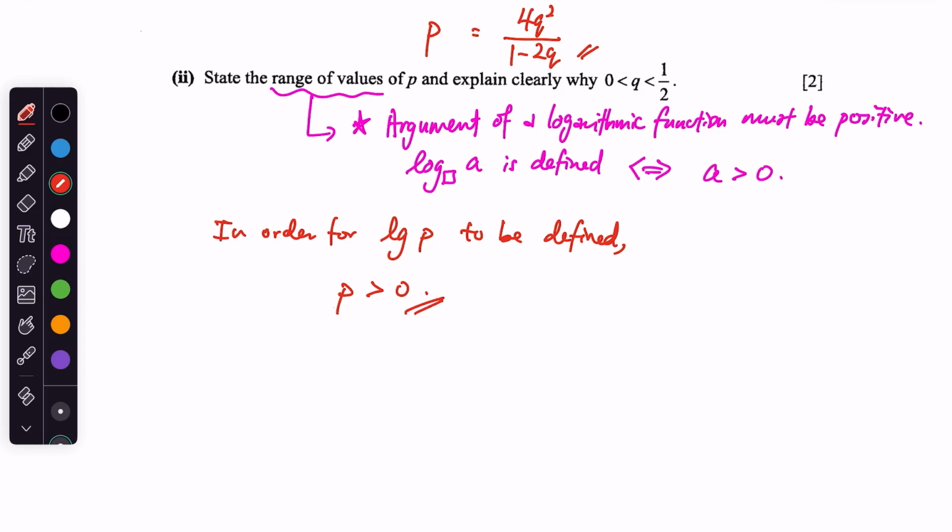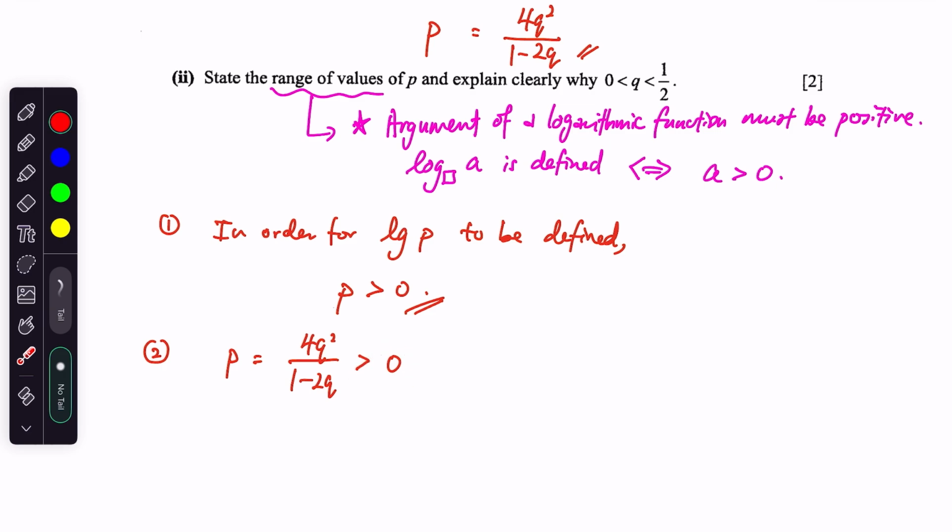So this is actually the first step in this question. The next step, we want to explain clearly why q has that range of values. And what we know is that p is more than 0. Second thing is we know that p is equal to this fraction here, right? P equals 4q squared over 1 minus 2q. And this whole thing is more than 0, as we've just shown. In this case, for a fraction to be positive, it's either both the numerator and denominator are positive, or both are negative, then they kind of cancel out, and in total is positive.